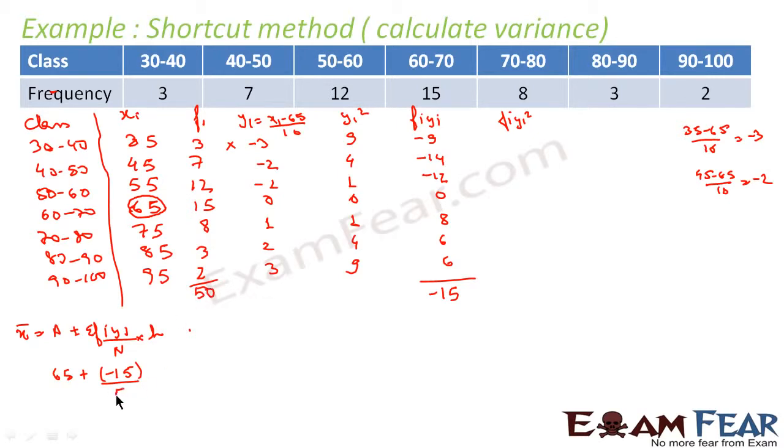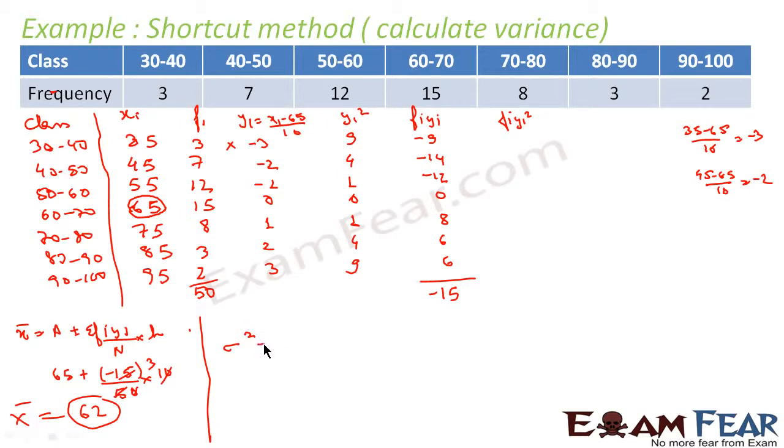n is equal to 50 and h is equal to 10. Cancel: 5 into 3, minus 3. 65 minus 3 is 62. So 62 is the actual mean. We have got the value of the mean. Now we'll use the other formula. The formula for variance, we know the formula.